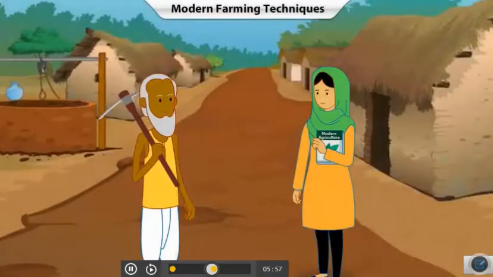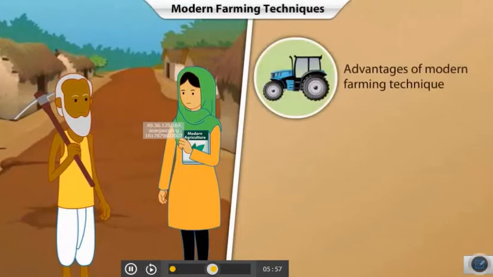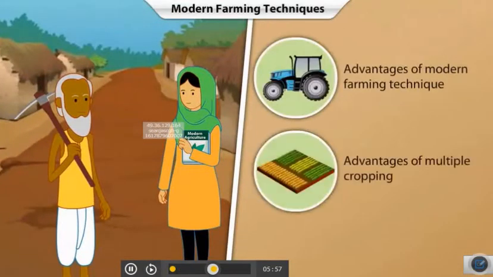That's good education for us, Zoya. Thank you for enlightening us with techniques of modern farming and advantages of multiple cropping. We must share this knowledge with our fellow farmers at the next Gram Sabha meeting.